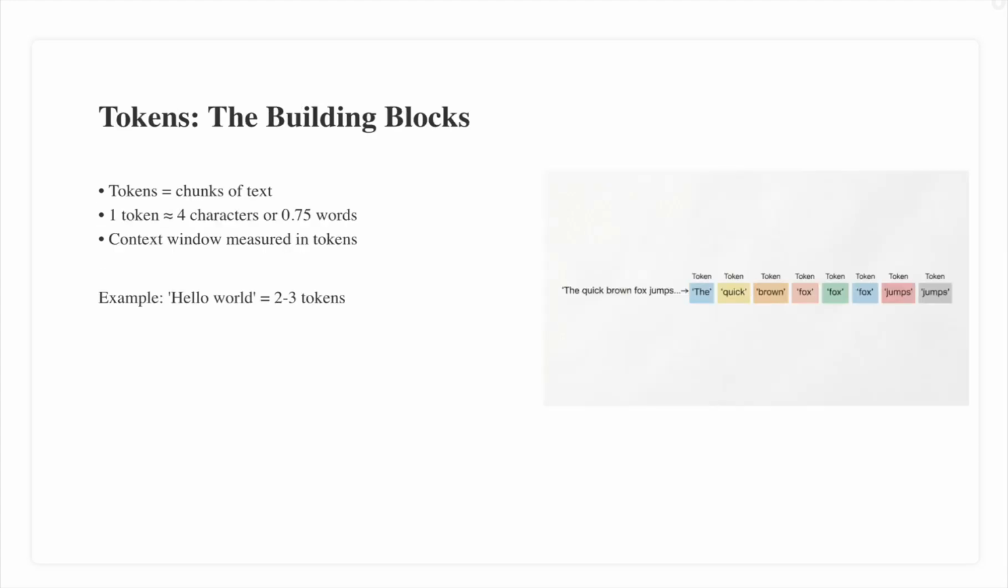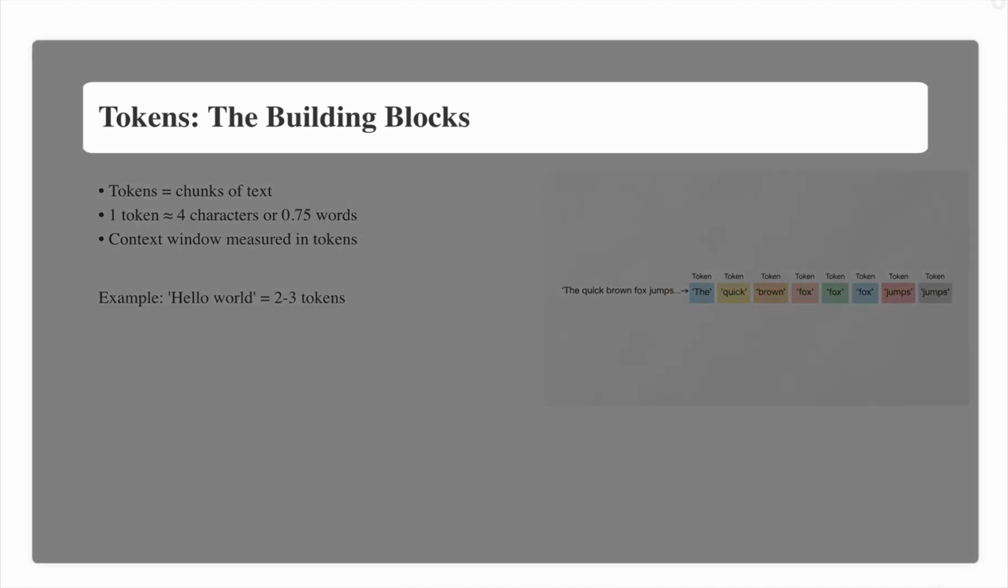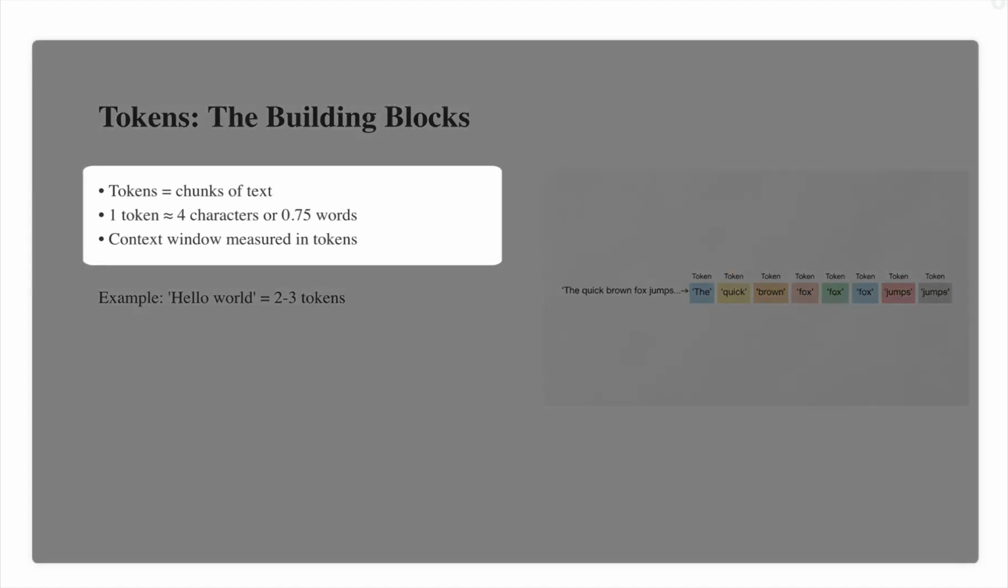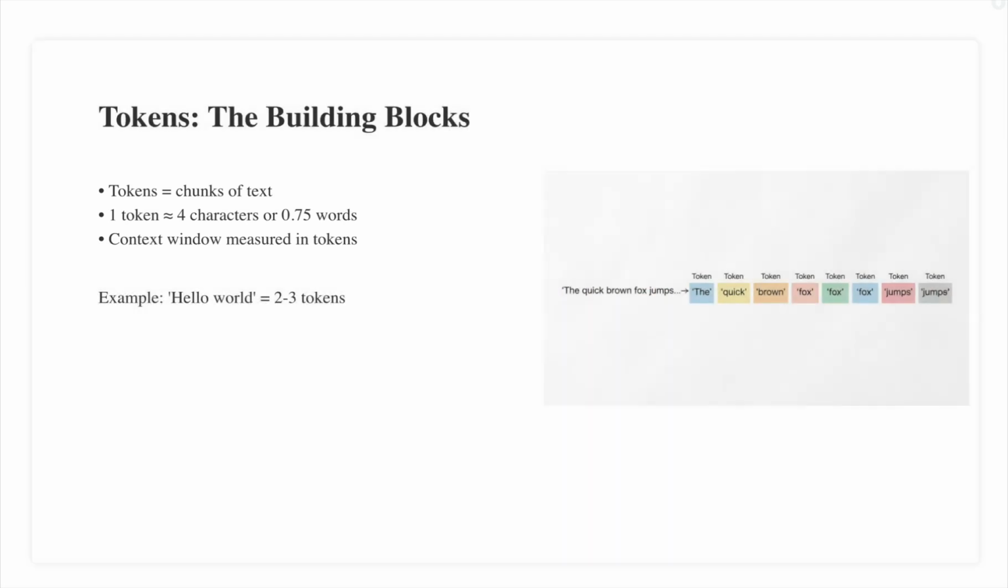Now that we've seen how context windows affect AI's memory, let's break down the basic unit they use: tokens. Think of tokens as the Lego bricks of AI. Each one is a small piece of text that the model processes. Each token is roughly 4 characters or 3/4 of a word. This means even short phrases are broken into these chunks.